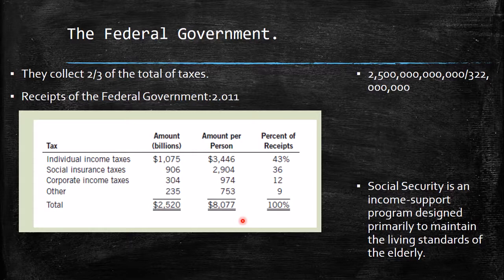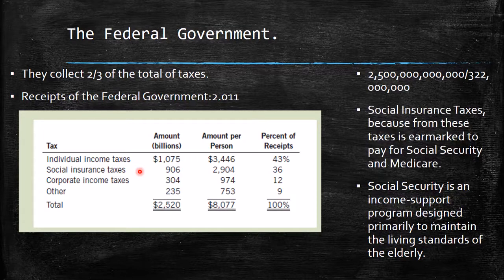And this part is divided into four groups here. The most important one is the individual income taxes. It represents around 43% of the total income for the federal government. This is the individual income taxes. And the second one is the social insurance taxes. Basically these taxes are used in some way to pay for Social Security and Medicare. And actually, Social Security is an income support program designed primarily to maintain the living standards of the elderly. So it's a really huge part, whose destination is basically these kinds of social programs.